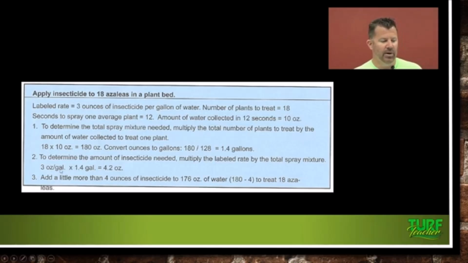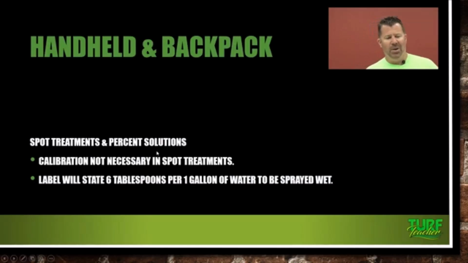Another good pesticide sample there, guys. Spot treatments and percent solutions, guys. In some situations, spot spraying, you don't need to calibrate your equipment. You're going to apply the chemical in your backpack sprayer, and you're going to just, like you said, spot it. You've got some weeds growing up in a shrub bed. That's what you're going to do. And you might actually see things of this nature where the label will state 6 tablespoons per 1 gallon of water to be sprayed wet. And you're not going to have to calibrate.